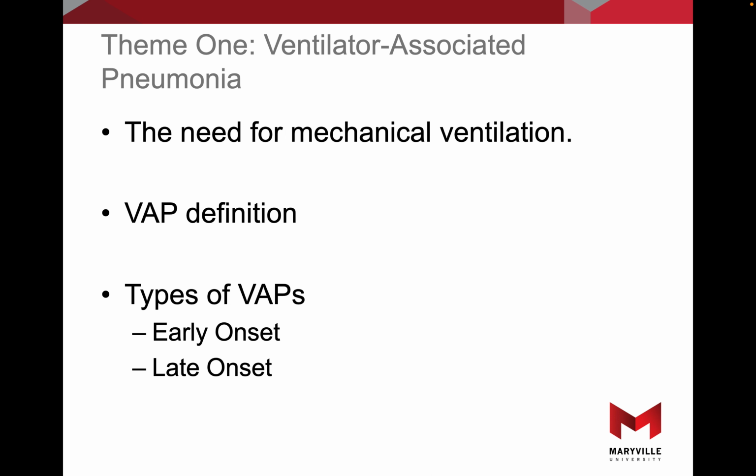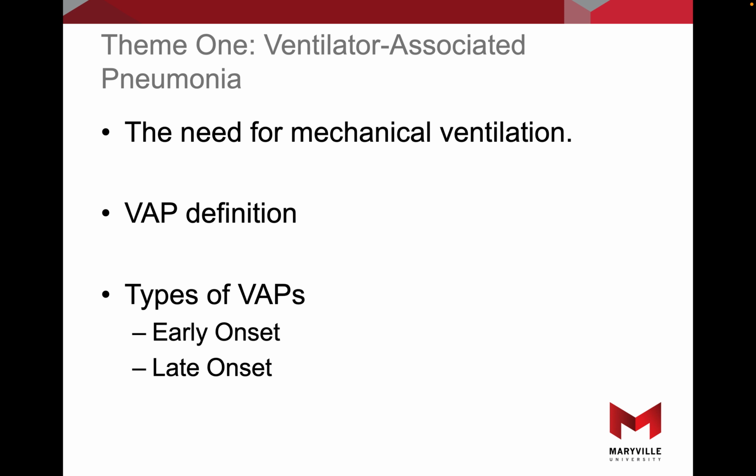Theme 1, ventilator-associated pneumonia. Ventilators are a necessary form of medical equipment that can sustain a person's life, especially if their lung mechanics are failing. Some cases where it could be appropriate to put a patient on a ventilator would be respiratory failure, where non-invasive forms of oxygenation have not been successful, extreme metabolic or respiratory acidosis, or in the case of poor mental status where the patient is not protecting their own airway.